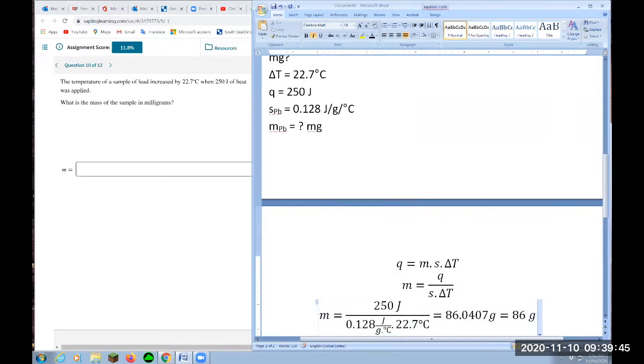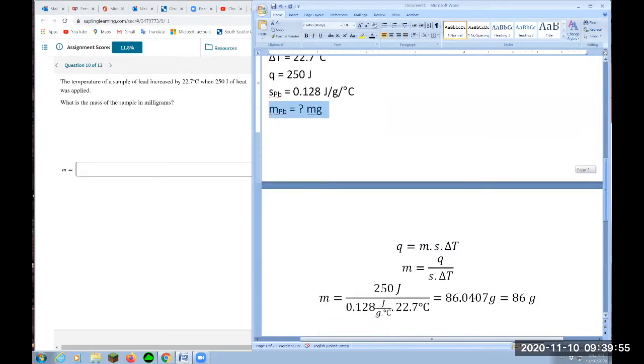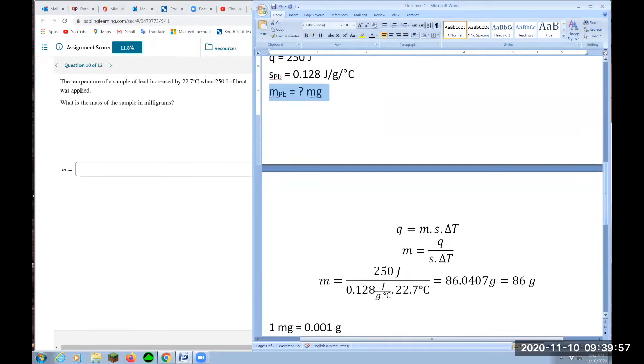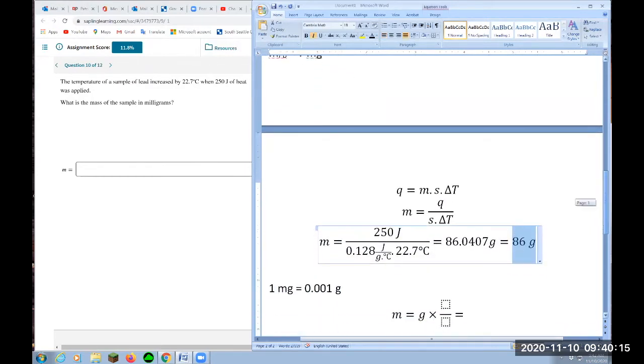Be careful. The question was asking for the mass in milligrams, and here that's the mass in grams. So we'll need to change the grams into milligrams. We know that 1 milligram is 0.001 gram. This comes from your table of metric prefixes. We will use this as a conversion factor, and our given amount will be 86 grams. So we have a mass of 86 grams, and we want to convert that into milligrams.